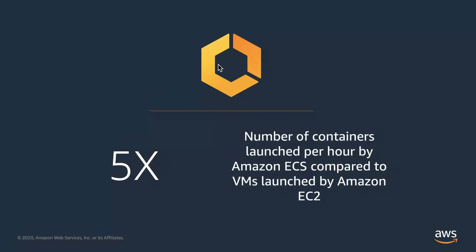Amazon ECS is a fully managed container orchestration service. Customers such as Duolingo, Samsung, GE, and Cookpad use ECS to run their most sensitive and mission-critical applications because of its security, reliability, and scalability. ECS has grown rapidly since launch and is currently launching 5x more containers every hour than EC2 launches instances.